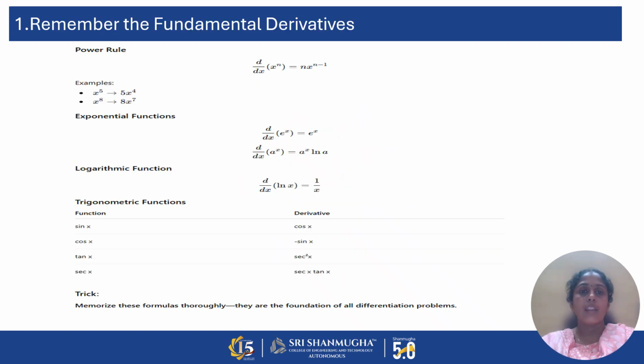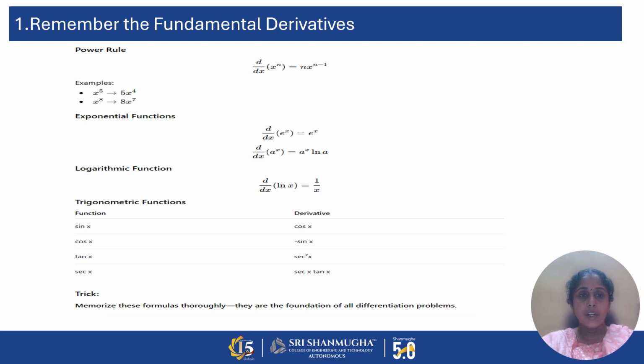So the very first thing, remember the fundamental derivatives. The power rule: d/dx of x^n is equal to n x^(n-1). For example, x^5 can be differentiated as 5x^4 and x^8 is 8x^7. Exponential functions: d/dx of e^x is always e^x and d/dx of a^x is a^x ln a. Logarithmic function: d/dx of ln x is equal to 1/x.